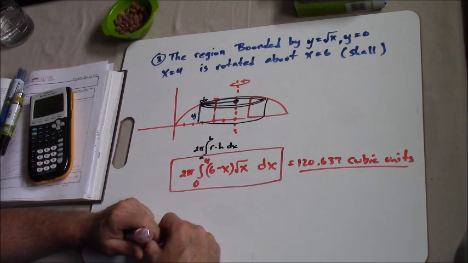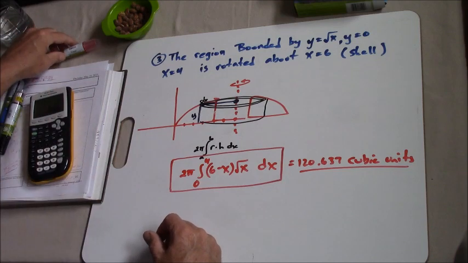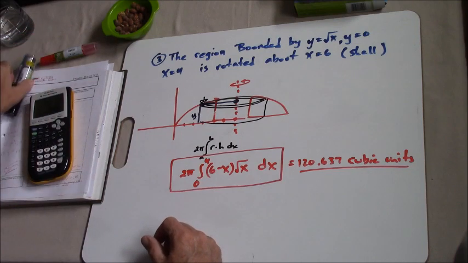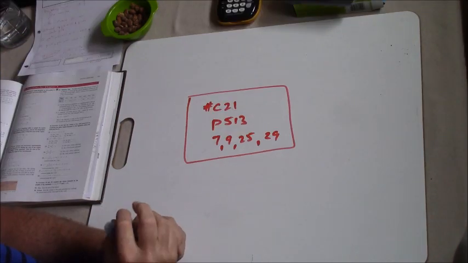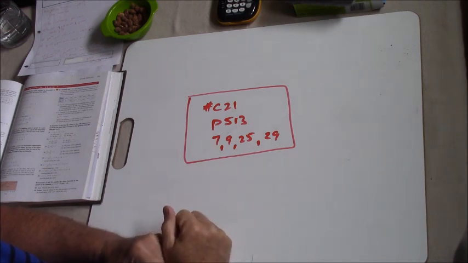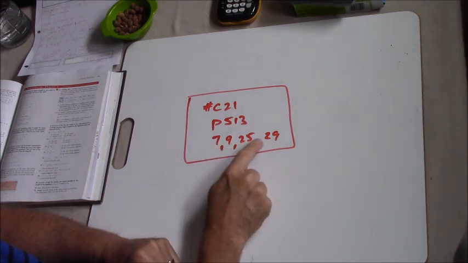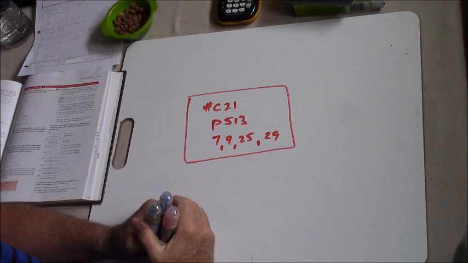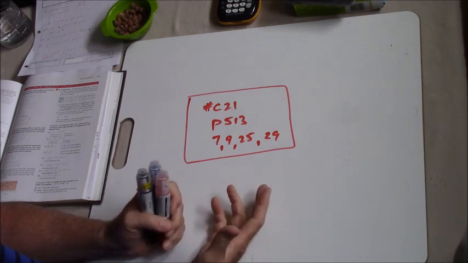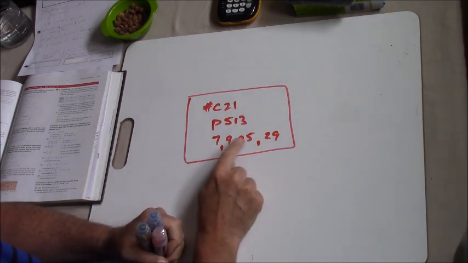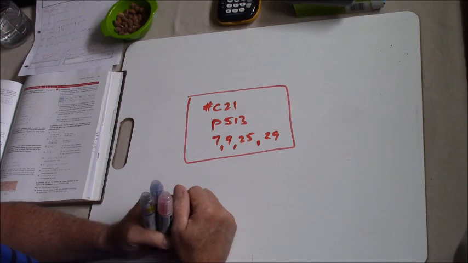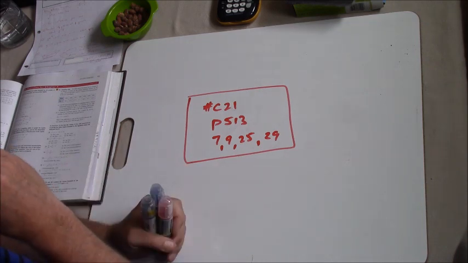All right, that's what we have for today. So let me get you guys an assignment here. So we're on number C21, page 513. We'll do 7, 9, 25, and 29. And kind of like yesterday, we're preparing for a test. 4 problems really isn't that many. If you want to do some more, pick a couple, pick some odd ones. Make sure they're ones that we talked about in this section.